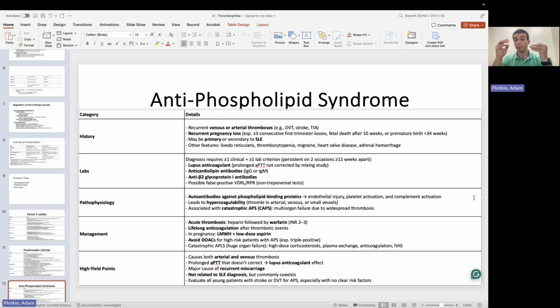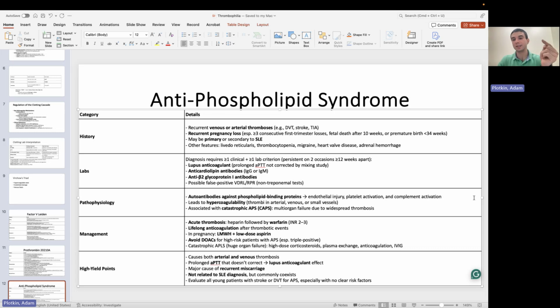Okay, so the PTT is prolonged in vitro because these antiphospholipids are blocking the phospholipids that are really important for this test to work appropriately. But in our body, basically the anticardiolipin, lupus anticoagulant, and anti-beta 2 glycoprotein will cause endothelial cell damage, platelet activation, and complement activation, leading to a hypercoagulable state and thrombosis.